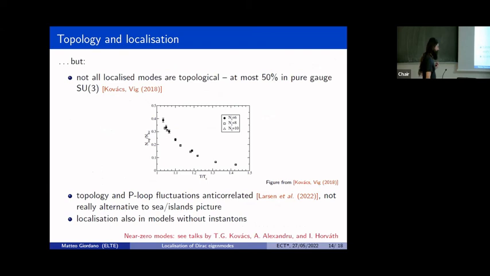Not entirely. As a matter of fact, if you look at how many localized modes you have, and how much topology you have, well, the two things don't match. You're going to hear much more on this in the next talk. In the best case, in pure gauge, you get only 50% of the localized modes being of topological origin. And even the fact that these modes like to sit where you have topology and Polyakov loop fluctuations, well, those two things are strongly correlated, anti-correlated, as we heard yesterday from Sayantan. So in a sense, you don't really get an alternative explanation to the sea island picture. The two things are strongly correlated. And as I showed you, there is localization also in models where there is no non-trivial topology, without any instanton. So instantons certainly play a role in localization, but they are not the full explanation.